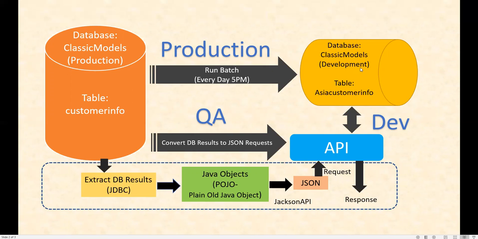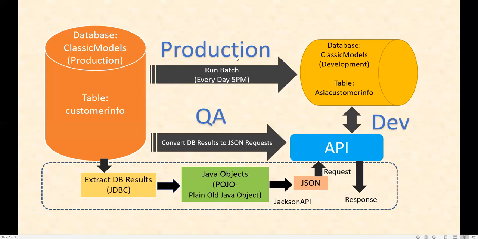So for example, this is a development table. In the development environment, we have a classic model, exactly the same database, and the table is Asia customer info. This table should have only the records which come from the Asia country. This batch takes care of pulling the records from the production database and putting them into the development database. This data will be used for some other purposes. This can be done by using an ETL process.